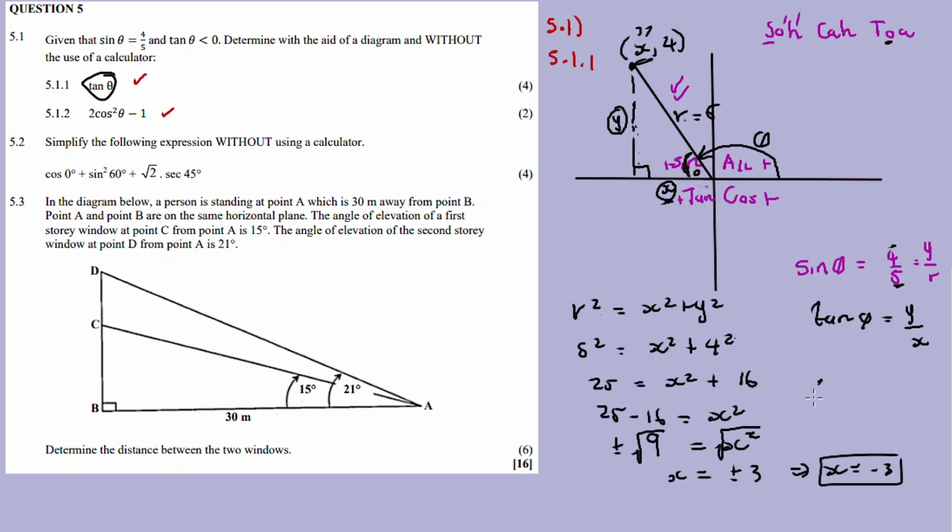Therefore, tan theta equals y over x, which is 4 over negative 3. That is also correct, since tan in the second quadrant must be negative. Now for the second one.